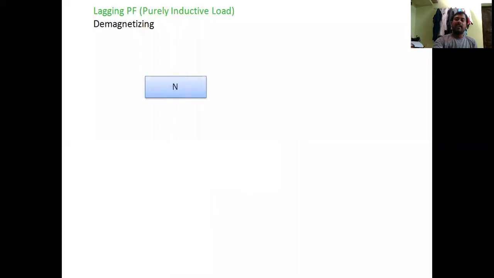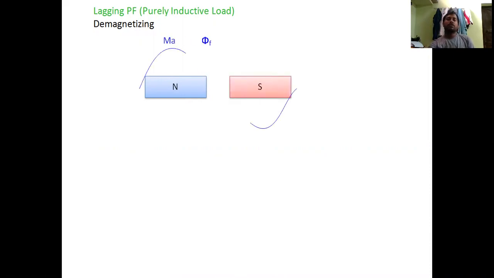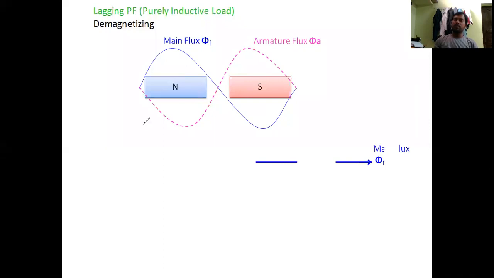Next one is the lagging load, purely lagging load. So how will it be? Okay, this one, this is the north and south pole. This is the main field flux. For the purely lagging load, this main field flux and armature flux should be exactly opposite to each other. That's what I explained a few minutes back. Look at this one. You can see this main field flux and this armature flux. Both are exactly opposite in nature. So this is the positive side and this is the negative side, and both will cancel each other.